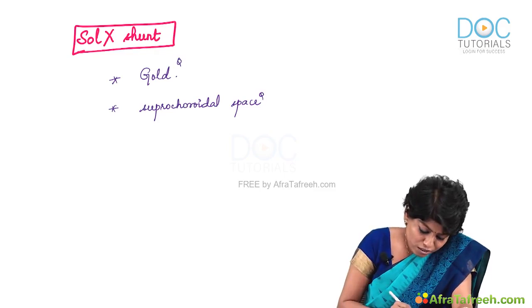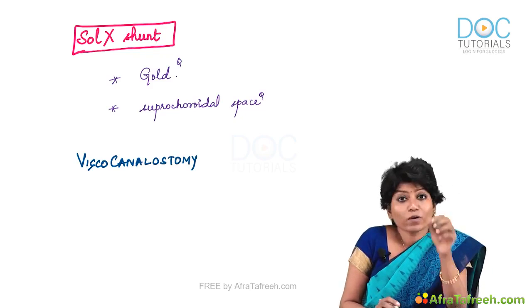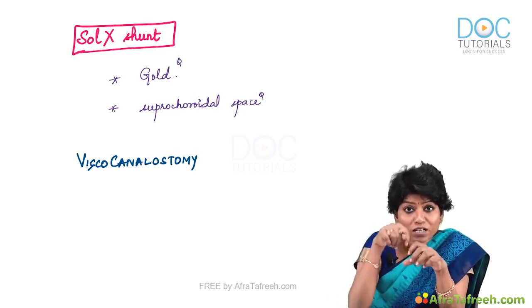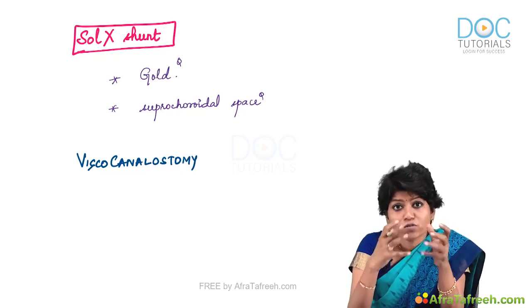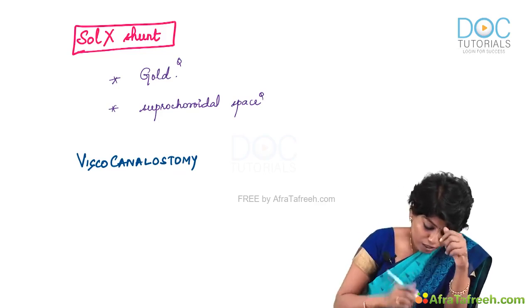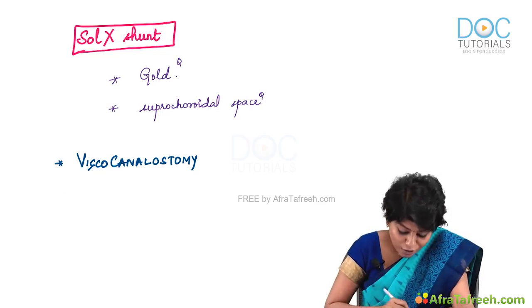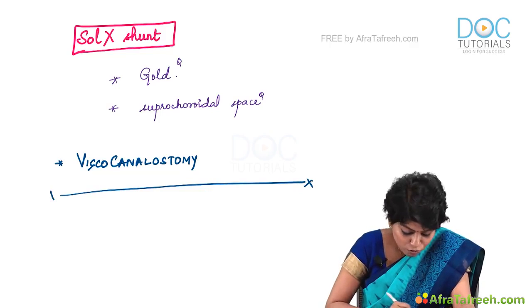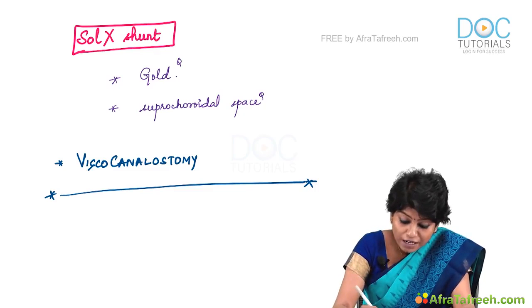Now there is a surgery called viscocanalostomy, which is also part of the MIGS. Now what is viscocanalostomy? You inject viscoelastic into the Schlemm's canal, okay, so that it gets dilated. So that is also a minimally invasive glaucoma surgery, okay. And there is another, so these are the various surgeries that you have for glaucoma, okay. So this is about minimally invasive glaucoma surgery, MIGS.